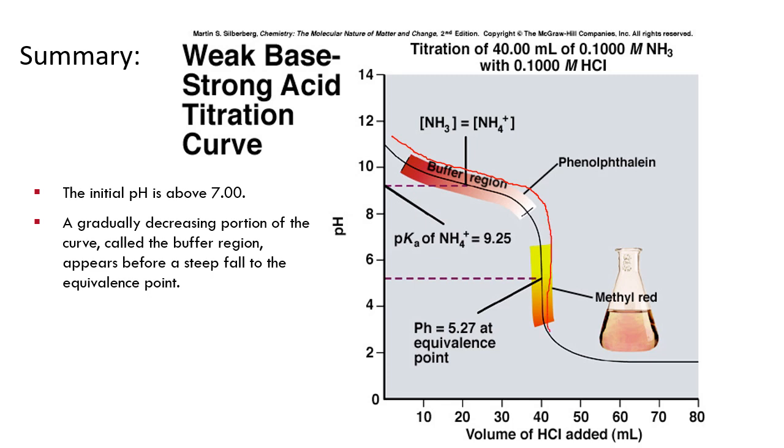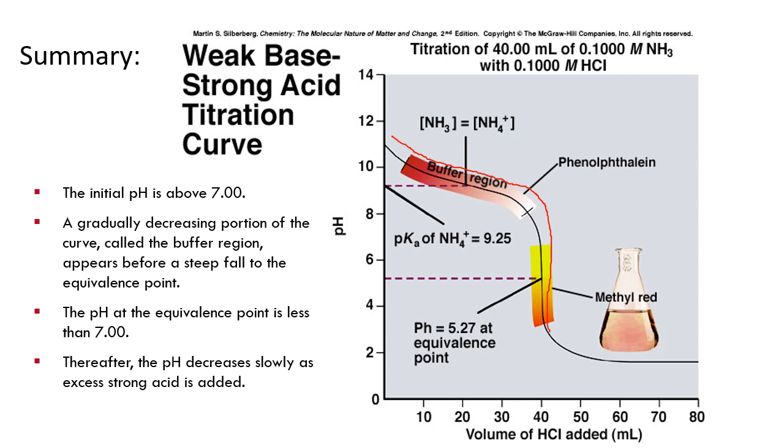What you'll notice too is that the pH at the equivalence point in this reaction is going to be less than 7, right? So it's going to be more acidic because at your equivalence point, all of your weak base would have reacted and produced its weak conjugate acid. Its conjugate acid would hydrolyze in water to produce hydronium ions, causing the solution to be more acidic.